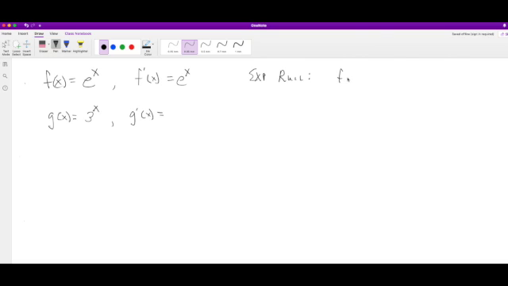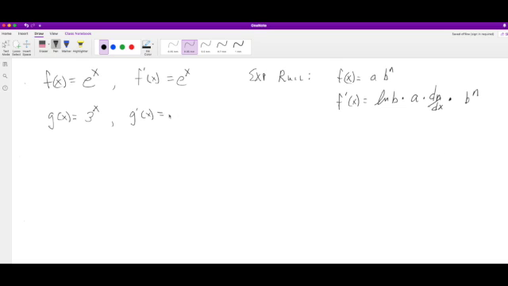So if we say that f of x is equal to a times b to the n power, then f prime would be ln of b times a times the derivative of n. I'm going to write it like that for a second. And then times b to the n. Okay?